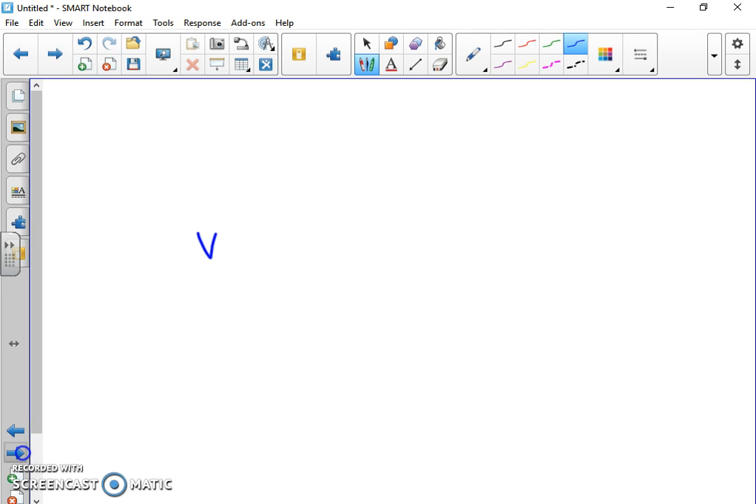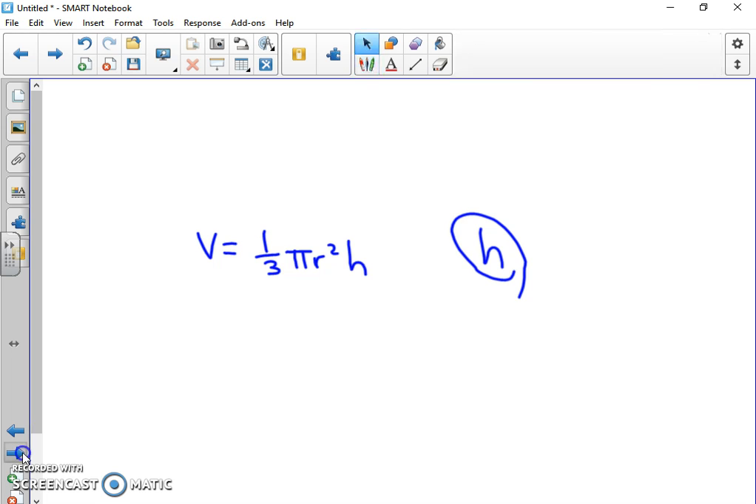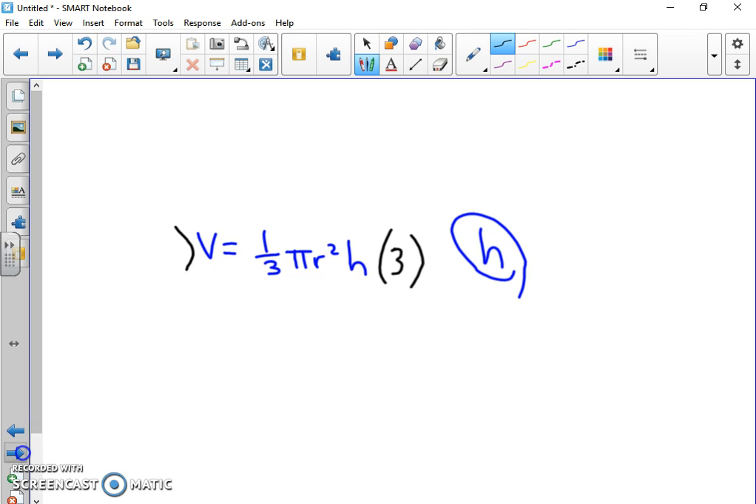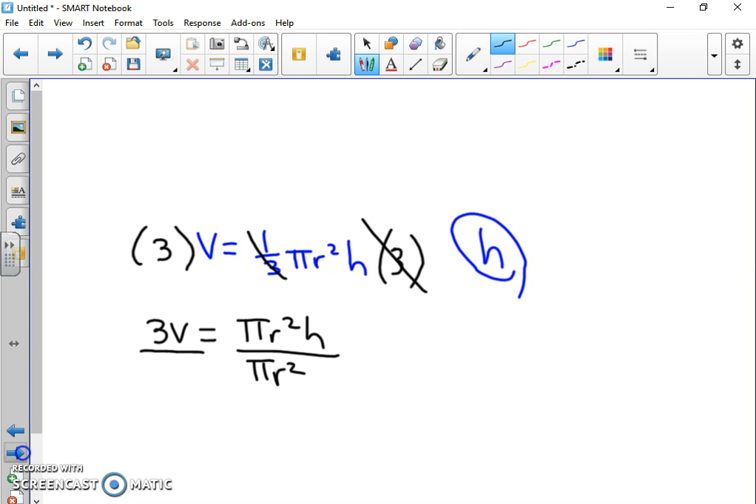Next one. V equals 1/3 pi r squared h. And let's solve this one for h. I'm just going to put a circle around it. It's for h. So the first step would be, let's get rid of that fraction. You always multiply by its reciprocal, or in this case, we're just going to multiply it by 3. We could say 3 over 1 if we want to. So we have 3v equals, this cancels, right? And that leaves us with pi r squared h, and we want h by itself. So we just need to divide by what we don't want. Cancels.